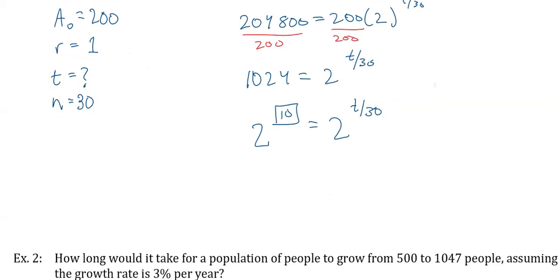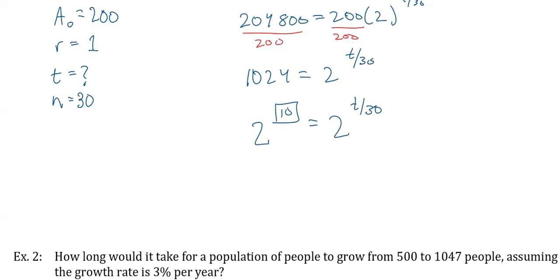Anyway, so 2 to the 10 was correct, but you might try a few things before you get there, but as long as you get there, and remember the way that we write it is important. You don't write 2 to the 10 equals 1024. We write it like this, and then we say, therefore, 10 equals t over 30. And what do I do for my last step here? Because I'm solving for t.